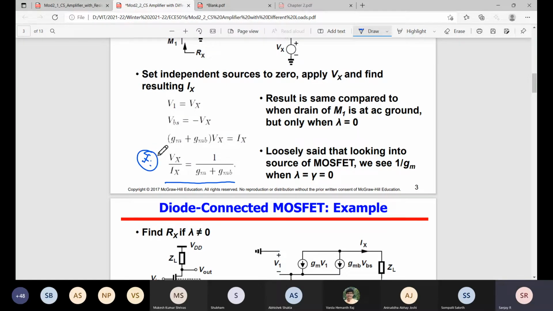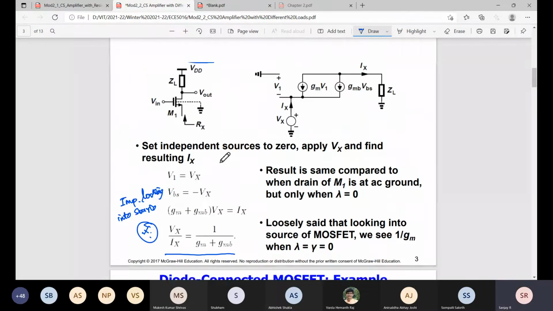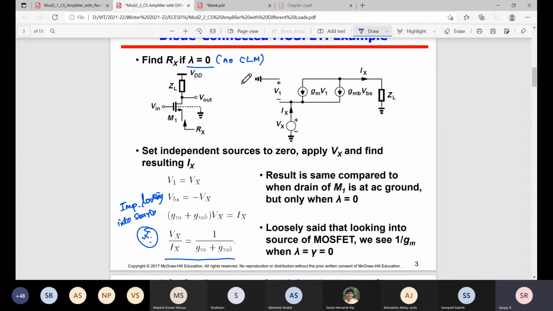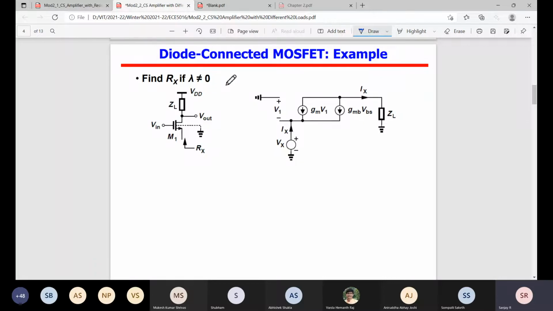So what is this thing? The impedance looking into the source is always 1 by gm, provided channel length modulation is not there. If channel length modulation is there, lambda is not equal to 0, that means CLM exists, and the corresponding Rx is different. I will derive this equation when we discuss the common gate amplifier. But I am saying it will become 1 by gm with a factor involving ZL. Let's take some r0 here.